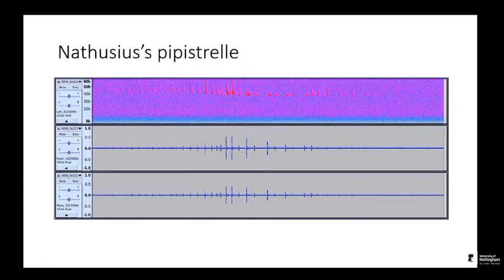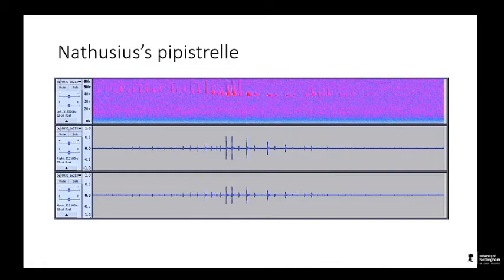So here we go, Nathusius Pipistrelle. I think I've got my species ID right on this. Morton couldn't actually get the recordings into the software that he uses for ID, but he looked at my slides, he thought I was about right. But if I've got any of them wrong, please feel free to correct me.